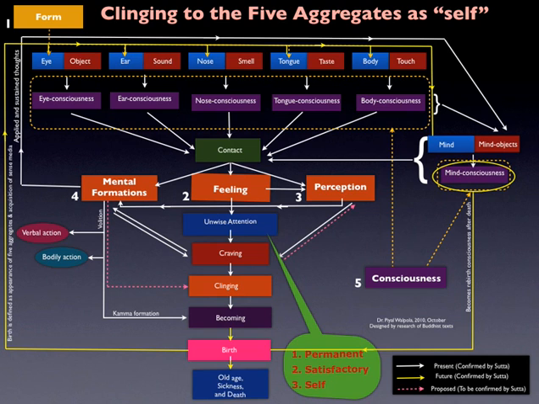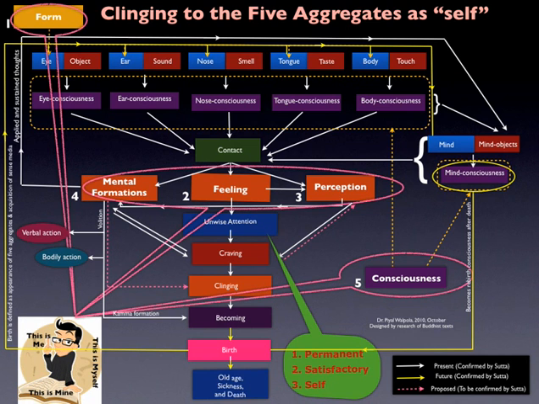Now let's look at how one clings to the five aggregates as self. Because of unwise attention, we see everything as permanent, satisfactory, and self, which is shown in the green bubble here. And because of this misconception or distorted perception, we think of the form, feeling, perception, mental formation, and consciousness as: this is me, this is mine, and this is myself. So we imagine there is a real person controlling the whole process. But this is just a process and nobody is actually controlling this.